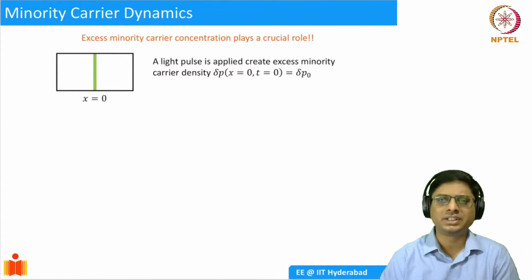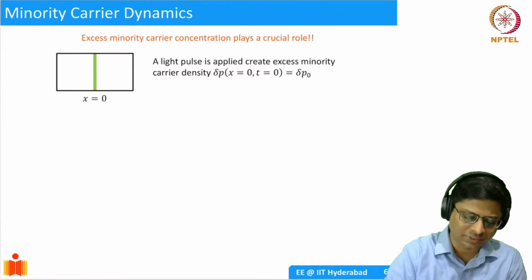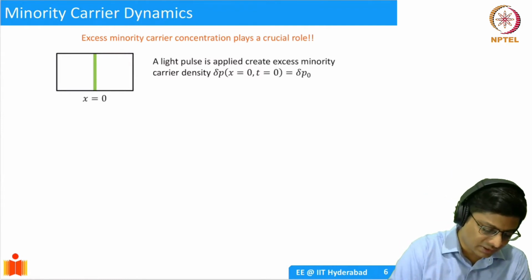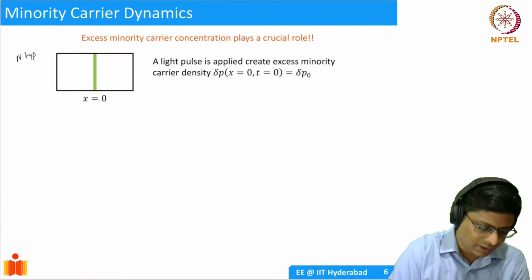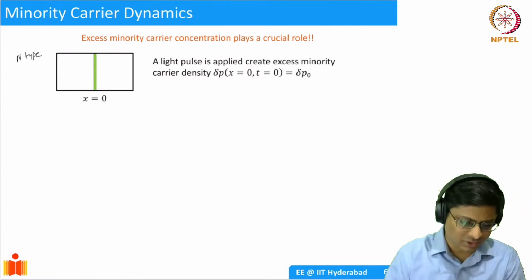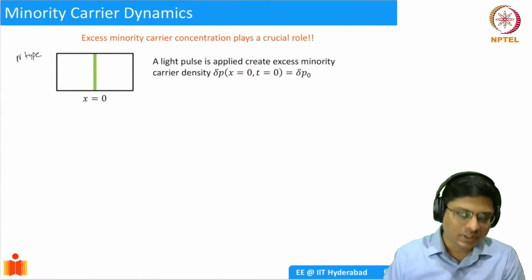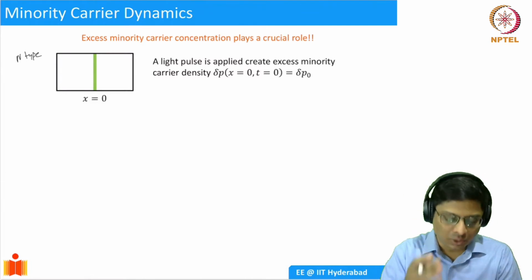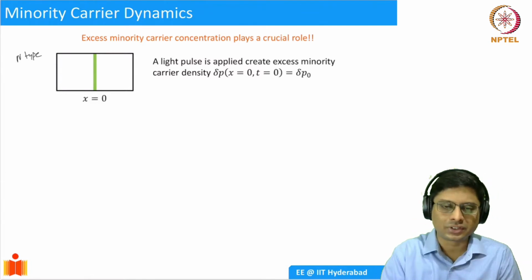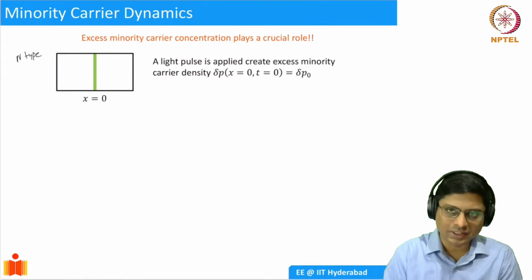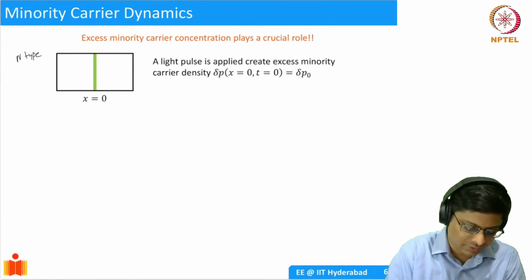Okay, you could easily take a P-type semiconductor. There's no difference at all. So an N-type semiconductor, and it has some doping. Right now I don't need to worry about what the doping is, and I will shine light only at, I'll apply a light pulse. Only at x equal to 0, some position. This is position x.